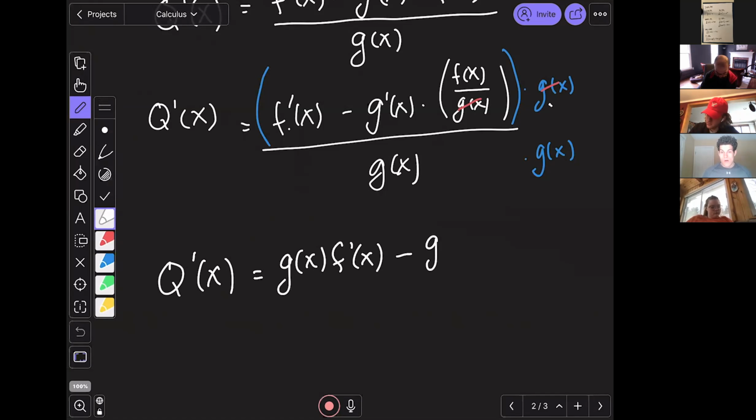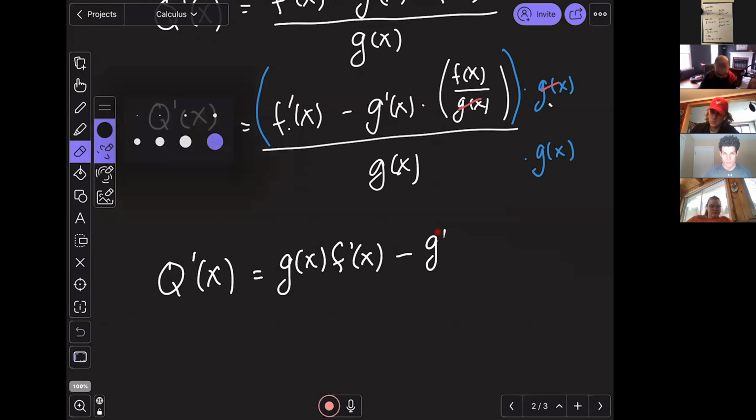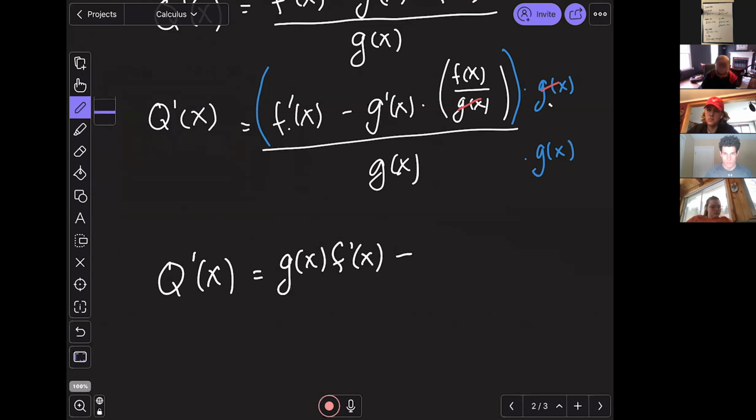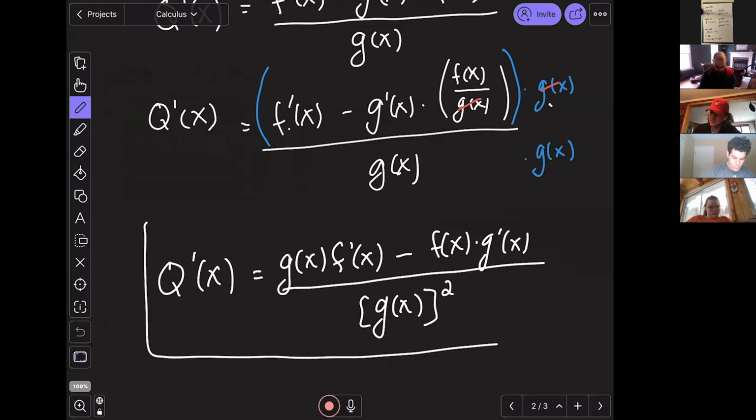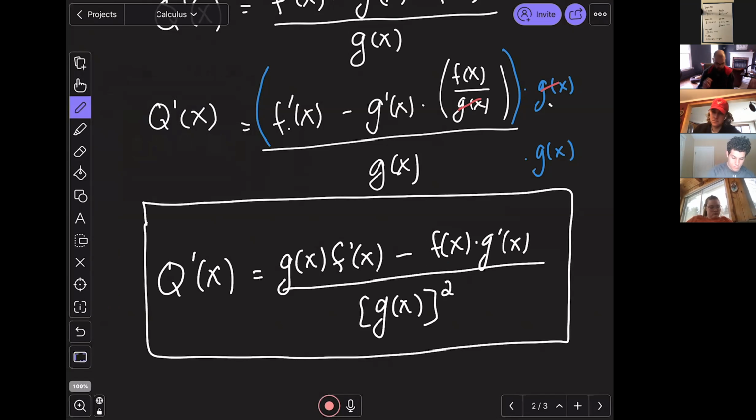So we have minus, so I'm going to write it in a certain way. Minus f of x, g prime of x. And then in my denominator, I'm going to get g of x times itself, which is really g of x squared. Okay? And so this is the form of our quotient rule.